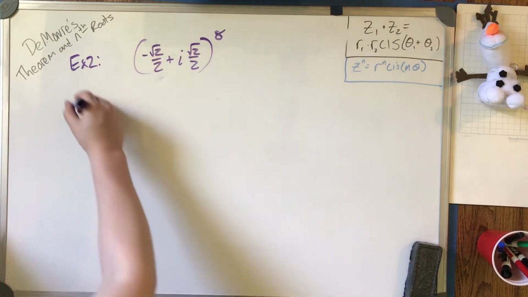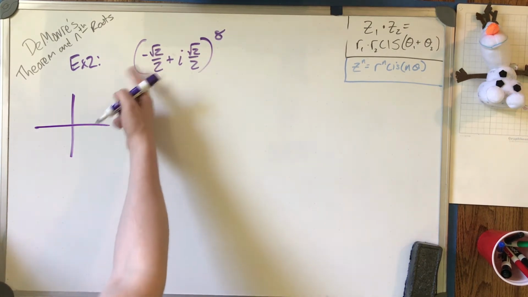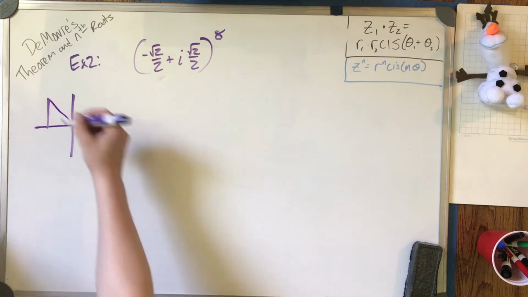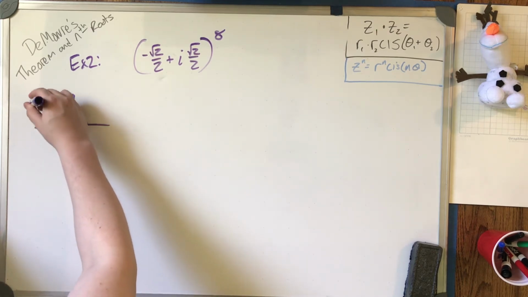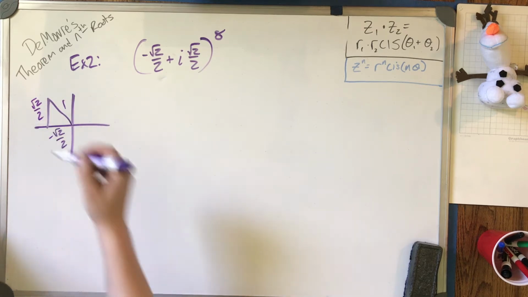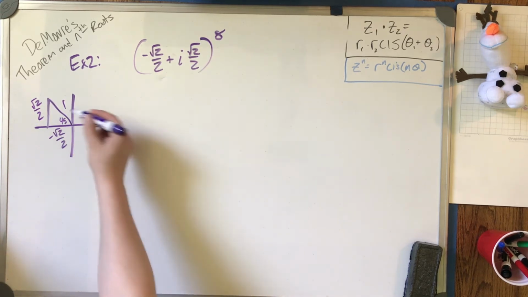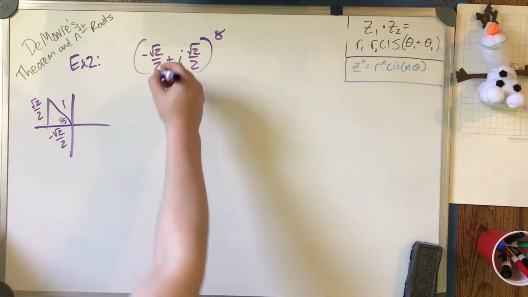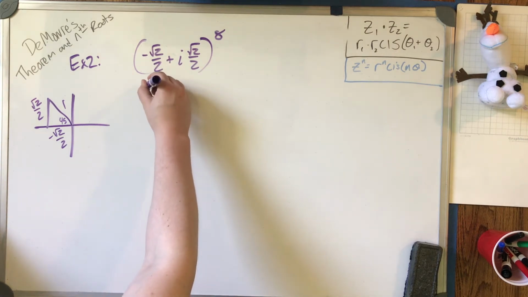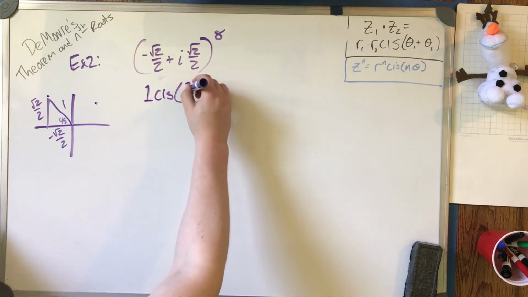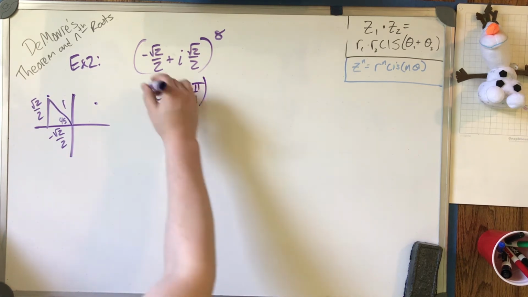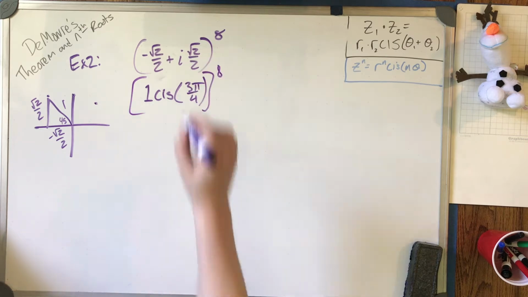First thing we need to do is just figure out what this is in standard position. So I'm going negative and up, so that's going right here. I recognize this as being a 45, 45, 90 triangle, so that's a radius of 1, and that's 45 right there as a reference angle. So this inside thing has a radius of 1, and then an angle of 3 pi over 4. So that's really what's being raised to the 8th power here.